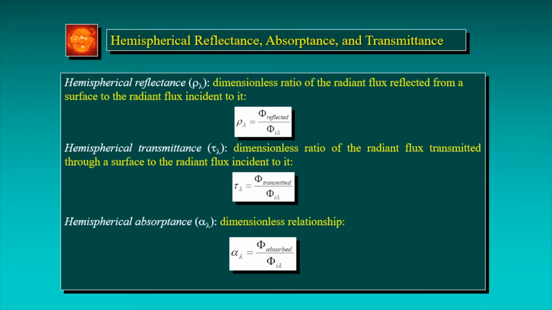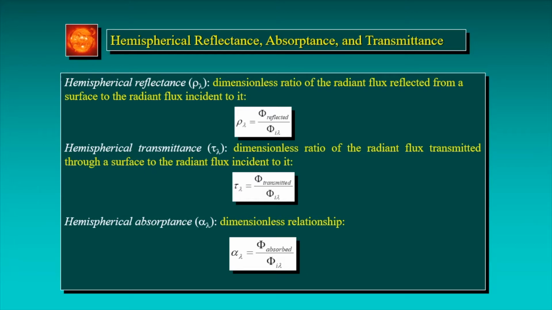So in terms of some other radiometric quantities of interest in remote sensing, one is the hemispherical reflectance, which is rho sub lambda here in this figure. And that is a dimensionless ratio of the radiant flux that is reflected from a surface to the radiant flux that is incident to it. So reflected over incidence. Another one is the hemispherical transmittance, or tau, and that is again a dimensionless ratio of the radiant flux that is transmitted through a surface to the radiant flux that is incident to it. So again, we see tau being computed there.